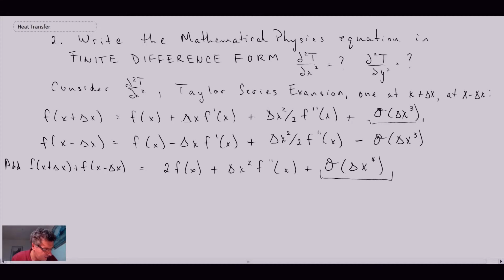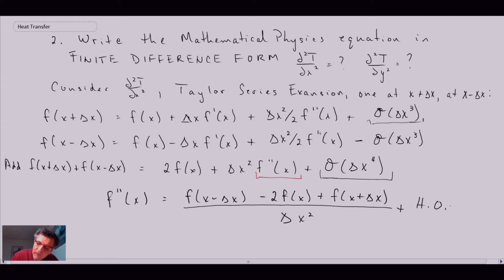The other thing to note here is this term right here is the second derivative of our function, which is what we're interested in for getting the second derivative of temperature. So let's isolate that term. And so that's what we result with when we isolate. And then I say plus HOT. Those are higher order terms. In this particular expansion, those will be on the order of delta x to the fourth and higher.